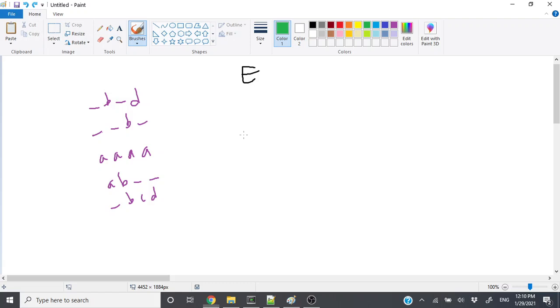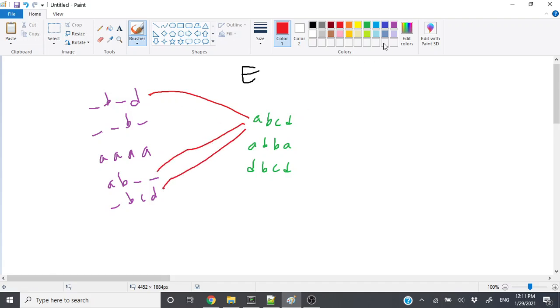So we also have a set of input strings, which are A, B, C, D, A, B, B, A, and D, B, C, D. So every string will match with some amount of the patterns. For example, this one matches with this one, this one, and this one. This one matches with this one, and this one. And this one matches with another color, a color that's distinct from them. Yeah, brown works, I guess. And this one works. This one matches with this one and this one. It's kind of messy.